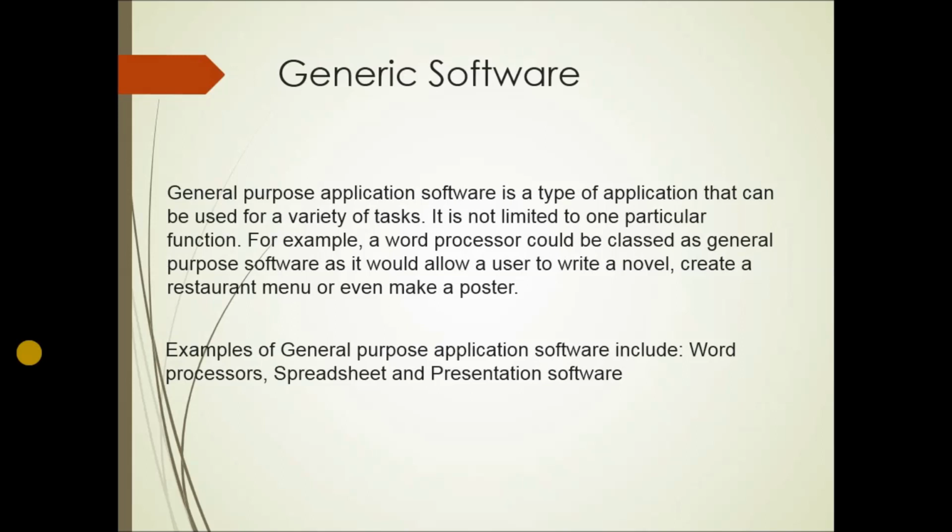And generic software, you can say, as general purpose application software is a type of application software that can be used for a variety of tasks. It is not limited to one particular function. For example, a word processor could be classed as general purpose software, as it would allow a user to write a novel, create a restaurant menu, or even make a poster. So examples of general purpose application software include word processor, spreadsheet and presentation software.